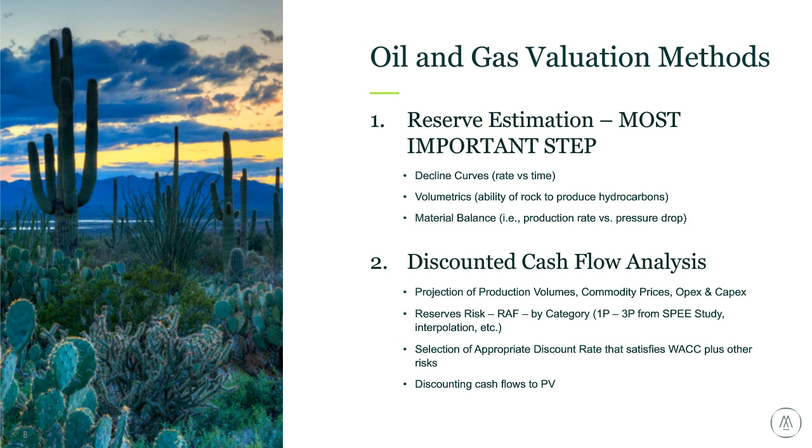But I think we all know on the call that people are having a hard time today paying anything for possible reserves or probable reserves. Almost 90 plus percent of the value is through the proved reserves, with most of that being proved producing. And then further down, selecting the appropriate discount rates that satisfies the weighted average cost of capital and any additional risk. And we'll talk a little bit more about that now.